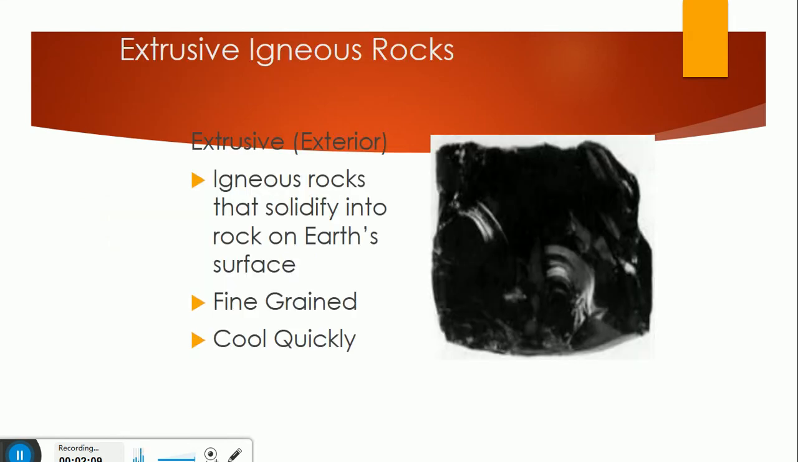Extrusive igneous rock is an exterior igneous rock that solidifies into rocks on the earth's surface. It is fine grained and cools very quickly. It is a quick quenching effect, so it has a glassy texture. What is texture in igneous rock? We will see in a later lecture. And the famous example of extrusive igneous rock is rhyolite.